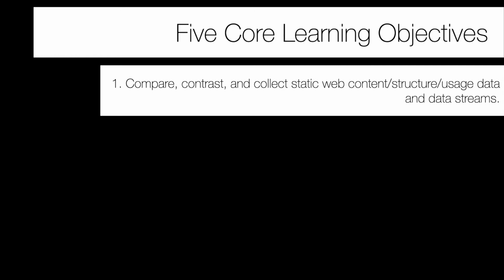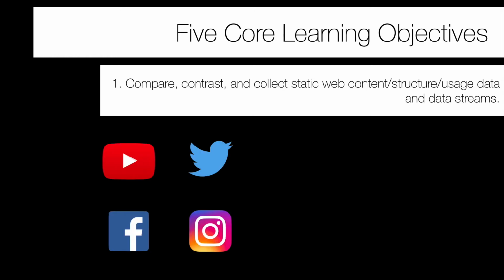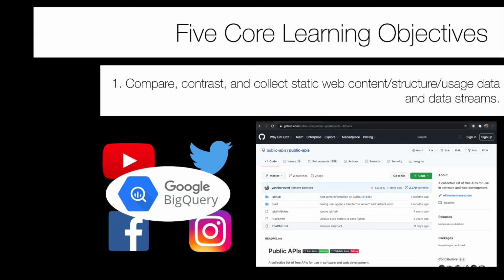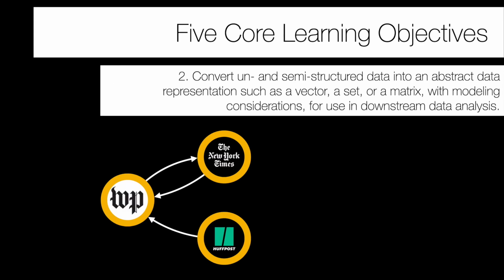The idea is at the end of this course, you should be able to collect your own content from the web, compare different kinds of content, and then be able to describe and define why static data is different than data streams, these kinds of things, using data from social media platforms or large cloud-based databases like Google BigQuery, or pulling data from APIs like the list of public APIs that this nice GitHub repo provides us.